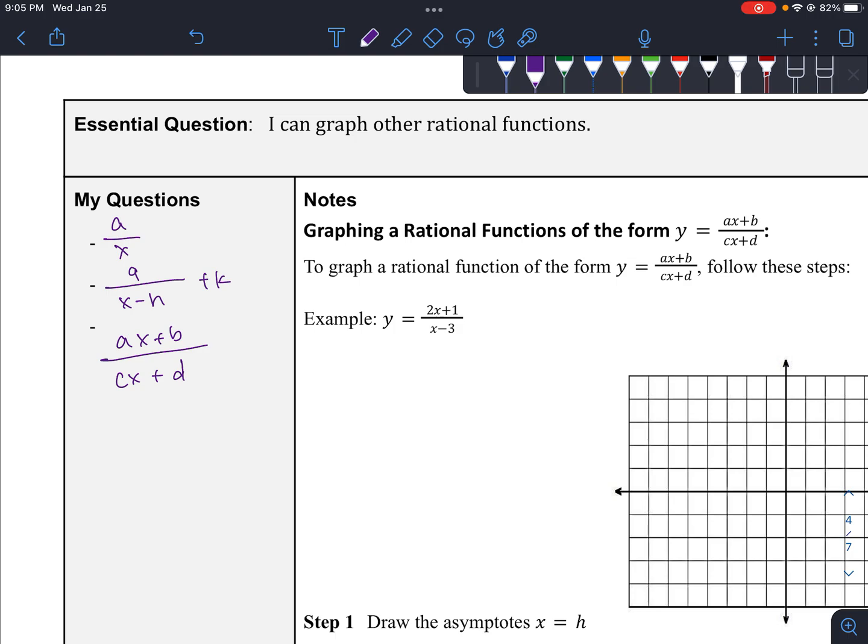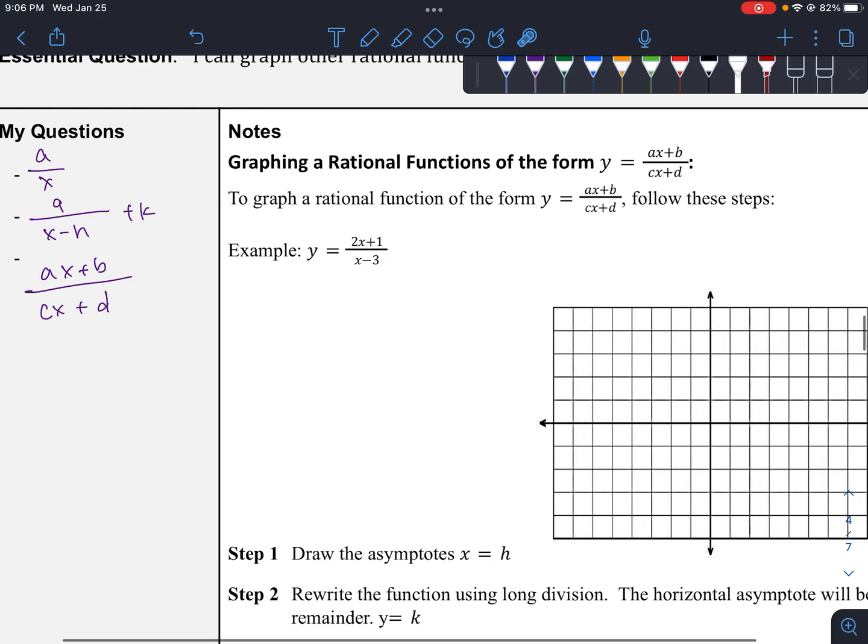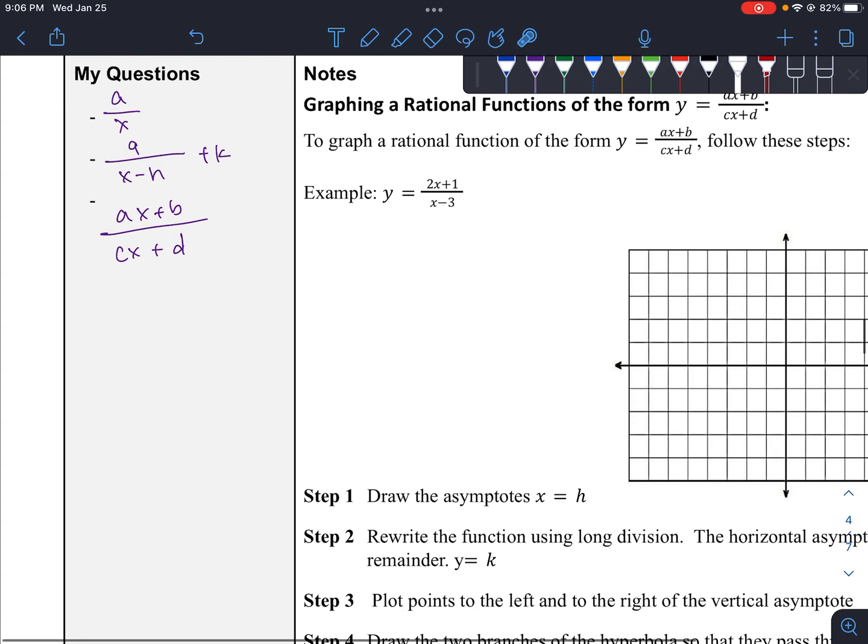Okay, so for this one right here, these ones are not as friendly to graph, but I'll show you how you can make them friendly. These are often more friendly to graph, but we'll talk about how we can make these ones better. Okay, so there's 2 different ways. So first thing is to talk about the asymptotes, okay?